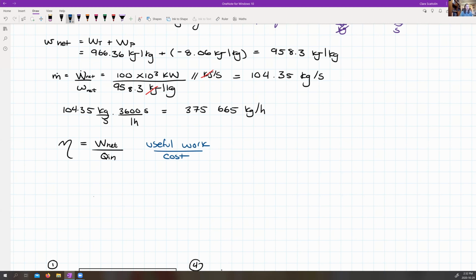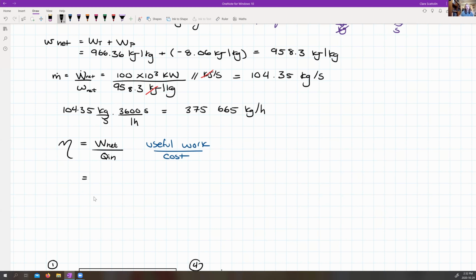But the pump cost me 8.06 kilojoules per kilogram, which is not useful, which was a loss. So by doing the sum, I'm giving my net, and that's everything that was useful. I took away what was useless. I took away my cost from my net. And then the same thing with my Q in. It's going to be what it cost me. Okay? So that's how this expression is derived. So it's useful over cost.